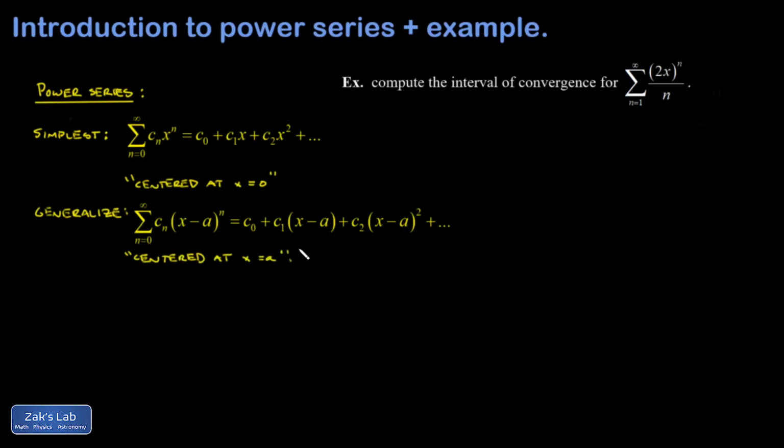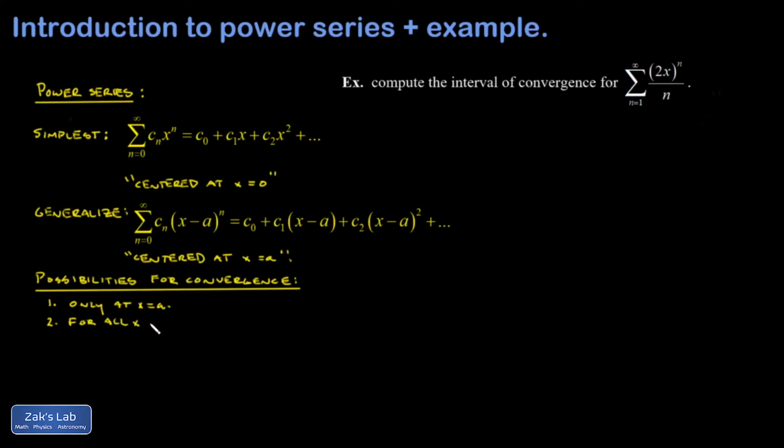And then real quick, we can talk about the possibilities for convergence of such a series. One possibility is the series converges only at x equals a, in which case it would clearly be convergent because the series would just be a sum of zeros, so it would converge to 0. Another possibility is that it converges for all x. And later on, when we get into talking about Maclaurin series and Taylor series, many of those will be in that category. And then a third possibility is that the series converges just for a range of x values.